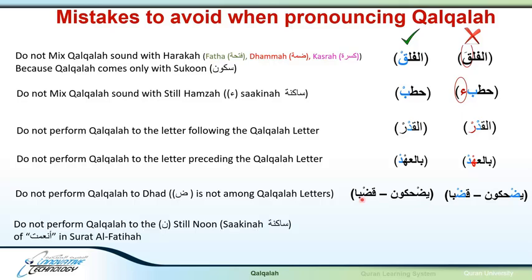And one more mistake is the noon sakina of Surah Al-Fatiha in An'amta. A lot of people tend to make this noon with qalqalah. They say An'amta, and this is wrong. What we should do is not make qalqalah for this noon, and the noon is just a simple noon sakina without qalqalah. We say an'amta, just a simple an'amta.